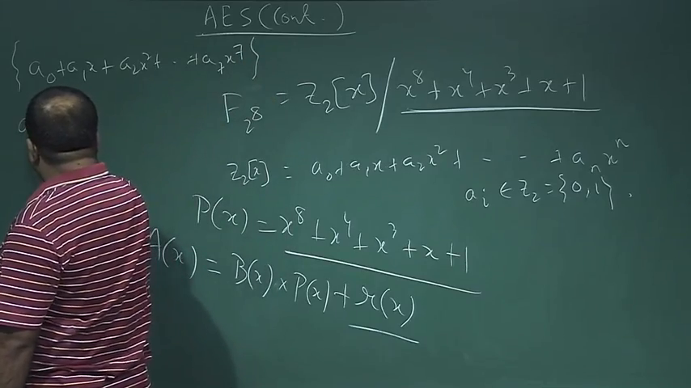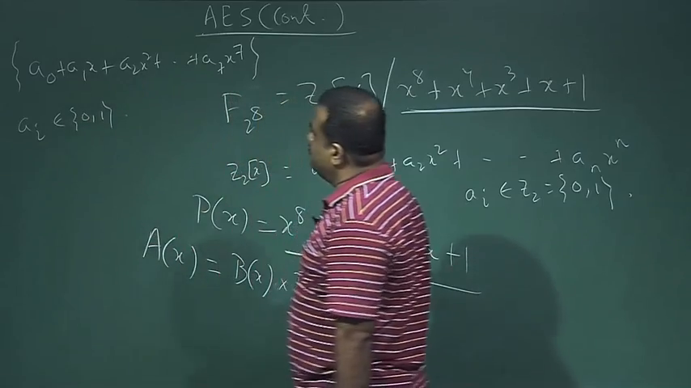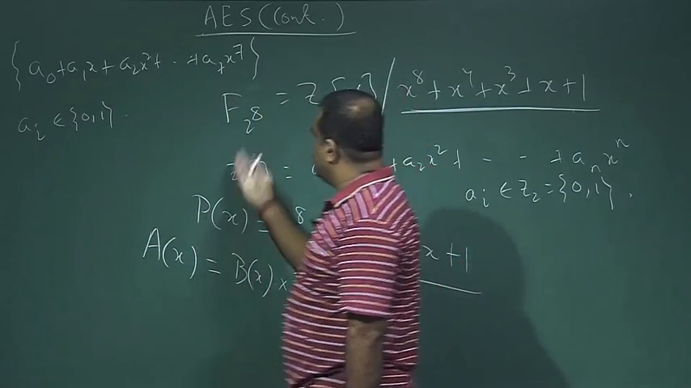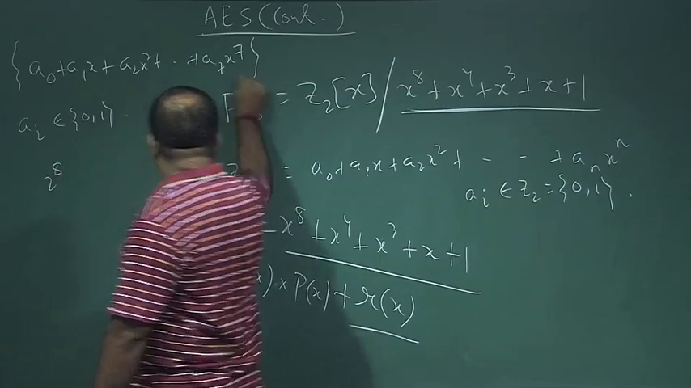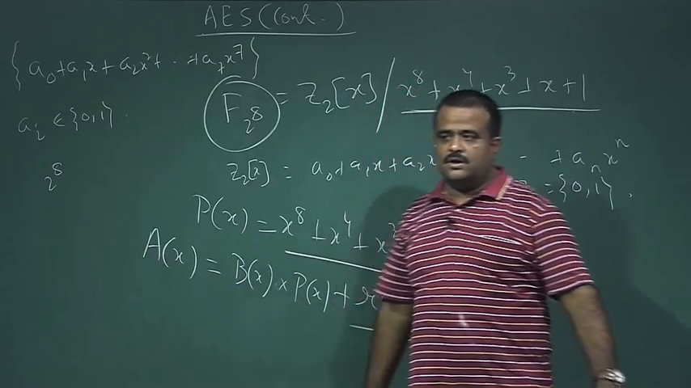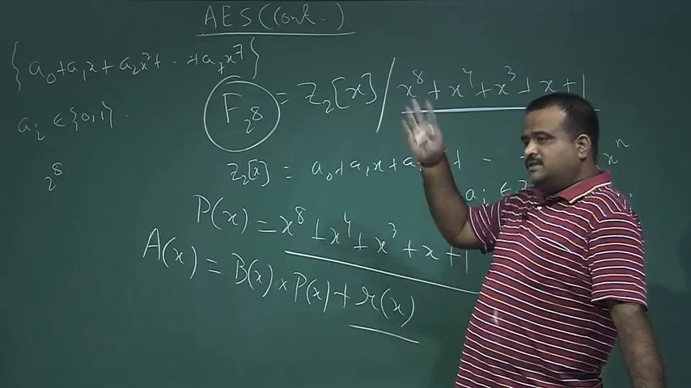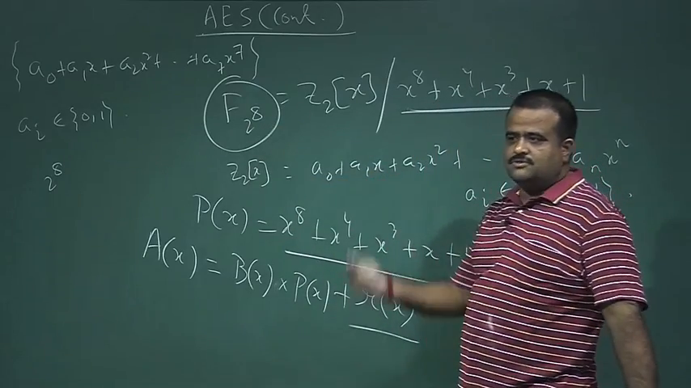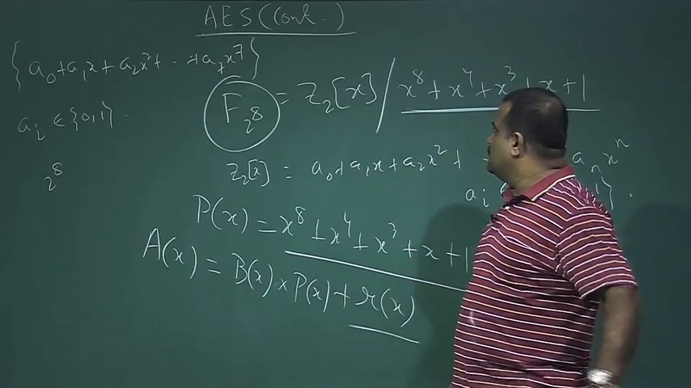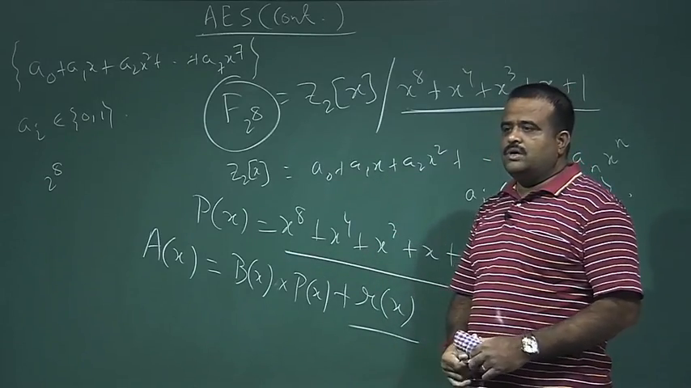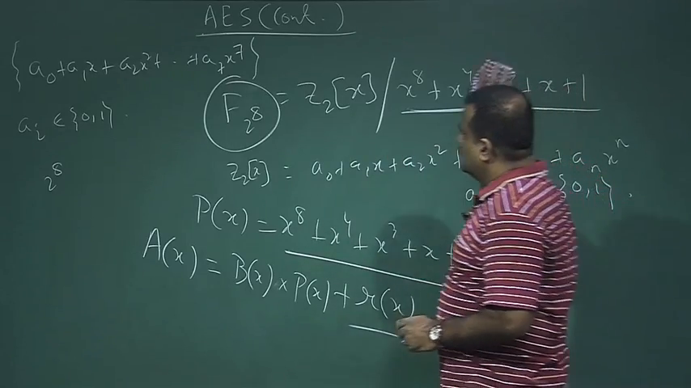Each of these ai's is 0 or 1, so there are 8 coefficients. That is why the size of this set is 2 to the power 8. This is called a finite field, or Galois field, of size 2 to the power 8. This collection, this set, will form a field. We will use this polynomial and this field for our AES S box.